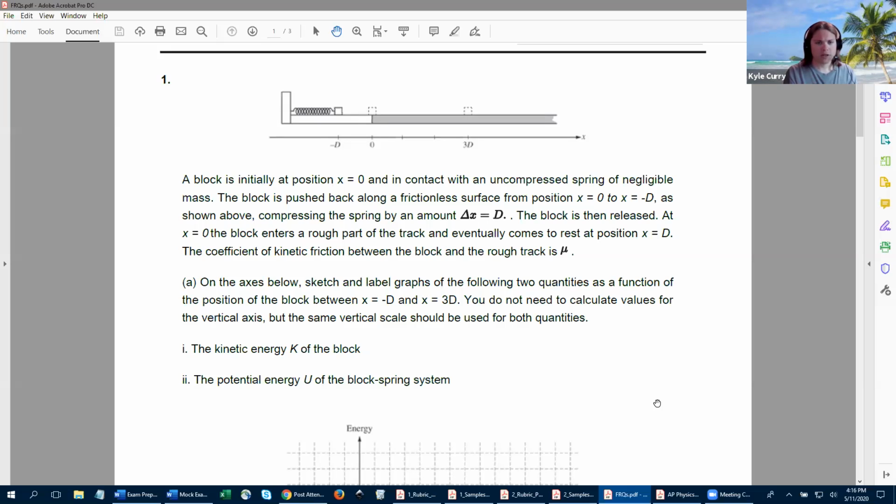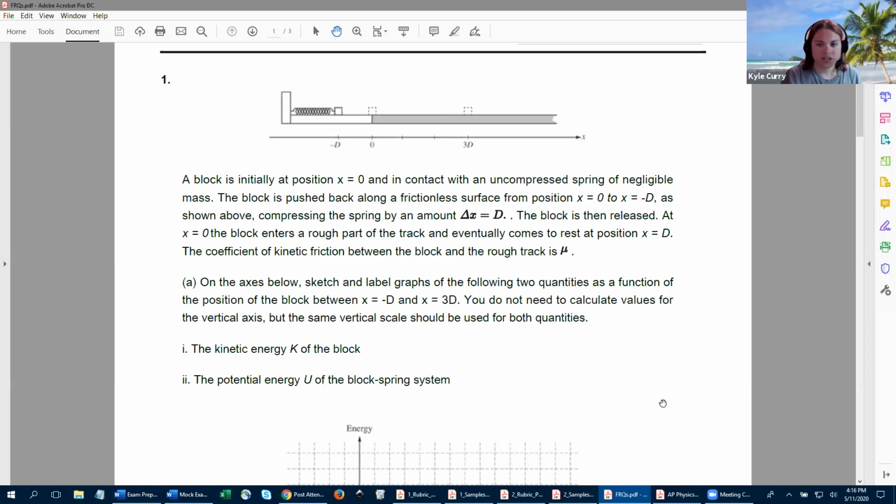This is the long free response question. We've got a block that is connected to a spring. We are going to compress that block from a position of x equals 0. We're going to push that back to a position of x equals negative d. We're going to release the block from rest. That block is going to slide from x equals negative d to x equals 0. The spring is going to push that block. Then that block is going to separate from the spring, and it's going to slide until it stops at a position of x equals 3d.